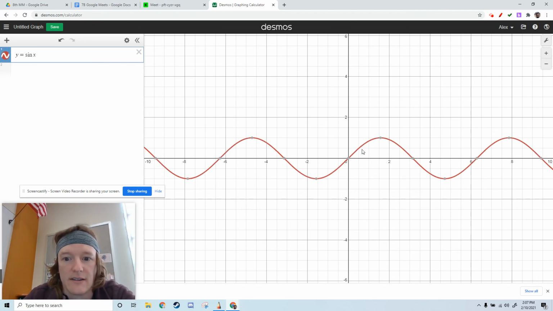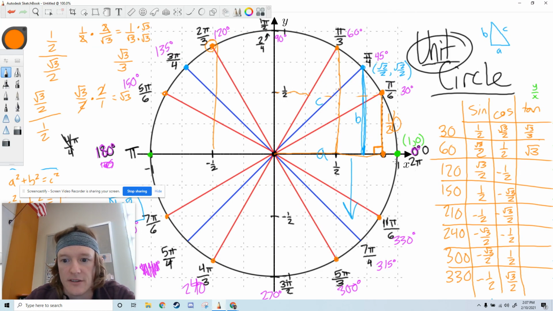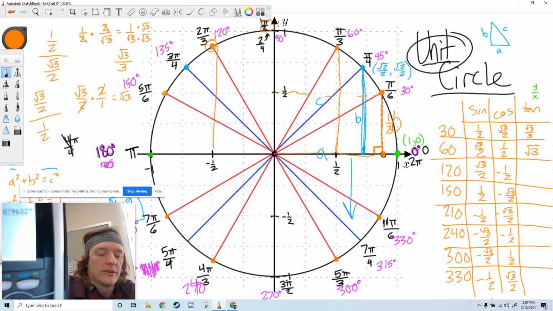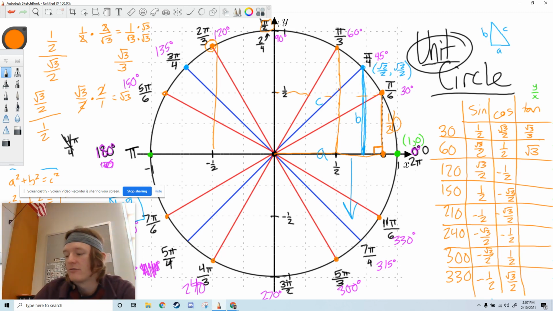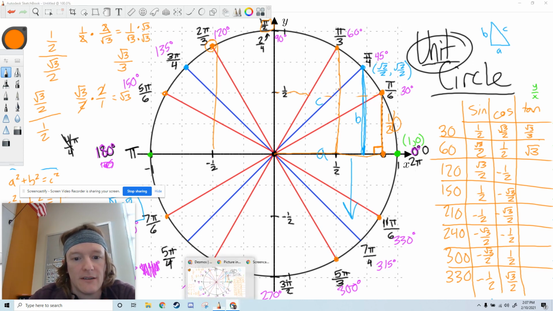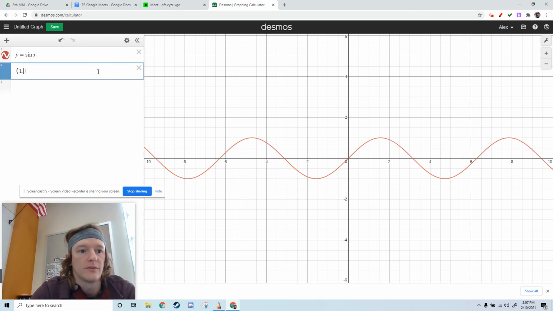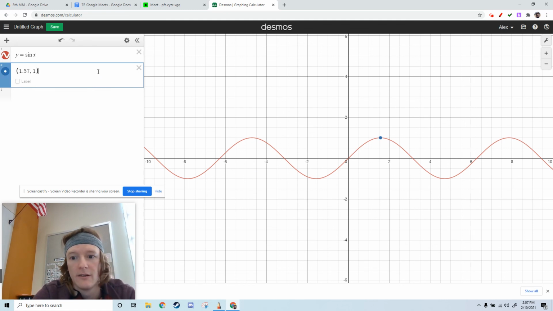Sine is how high something is. Notice that at 0, our sine is 0. And when we get to 90 degrees, or pi over 2, that's the number pi divided by 2, that's at 1.57. So when we find x is 1.57, let's see what happens. 1.57, comma 1. Look at that.